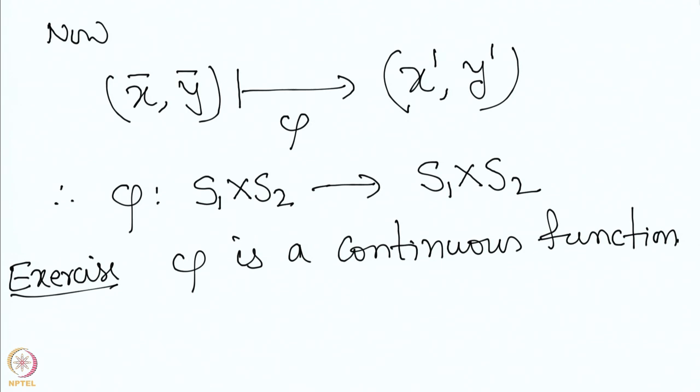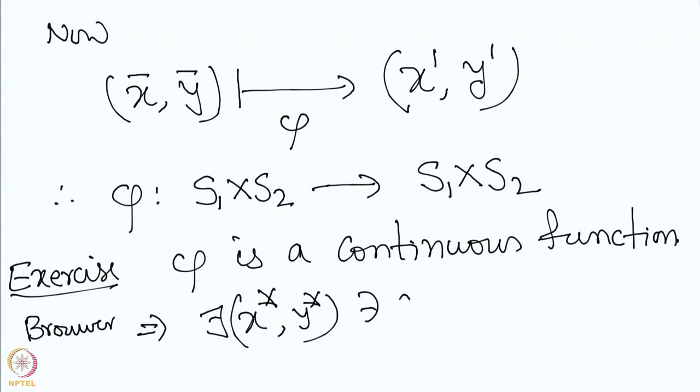Okay. Once we know that phi is a continuous function, what is going to happen? Because S1 and S2 are convex and compact, therefore S1 cross S2 is also a convex and compact set. And they are all finite dimensional spaces, so the Brouwer fixed point theorem tells you that there exists a fixed point. Brouwer implies there exists (x star, y star) such that phi of (x star, y star) is nothing but (x star, y star).